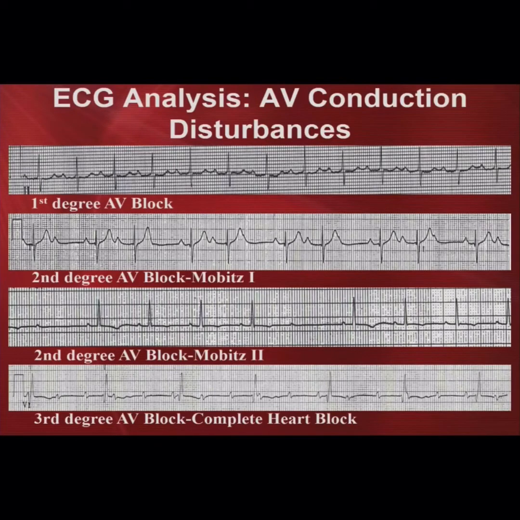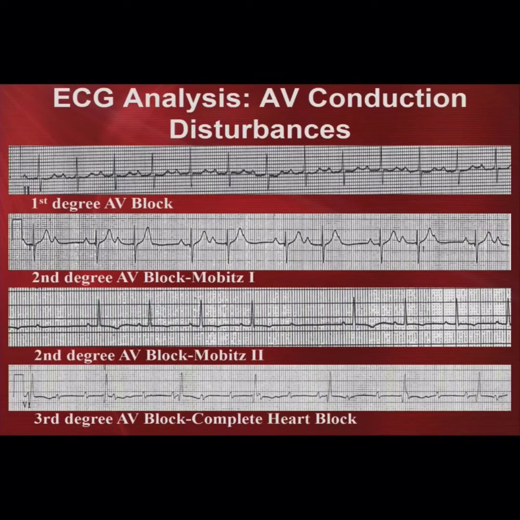First degree AV block is a misnomer. There's not really block. You have one-to-one conduction, but you have delay from the A to the V, a long PR, greater than 200 milliseconds. Below it, you see the classic second degree AV block, Mobitz 1, what we call Wenckebach, with its grouped beating, with the PR interval that gets longer and longer until it drops, and then the process starts over again.